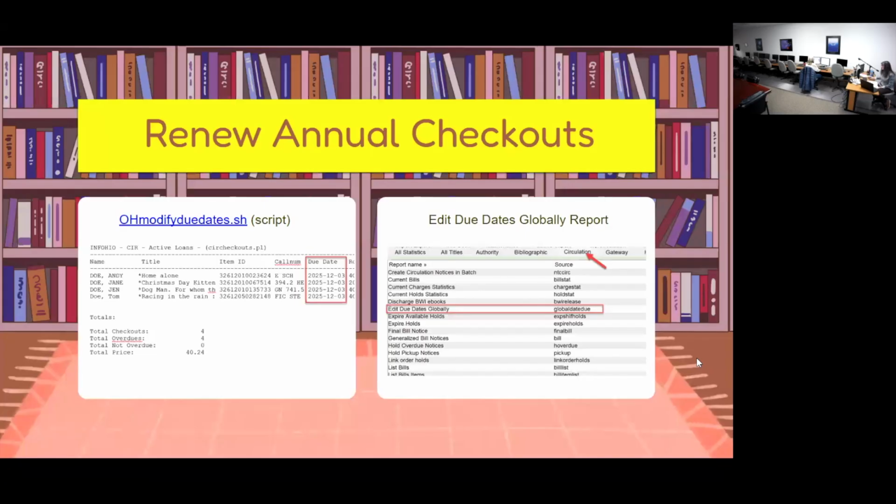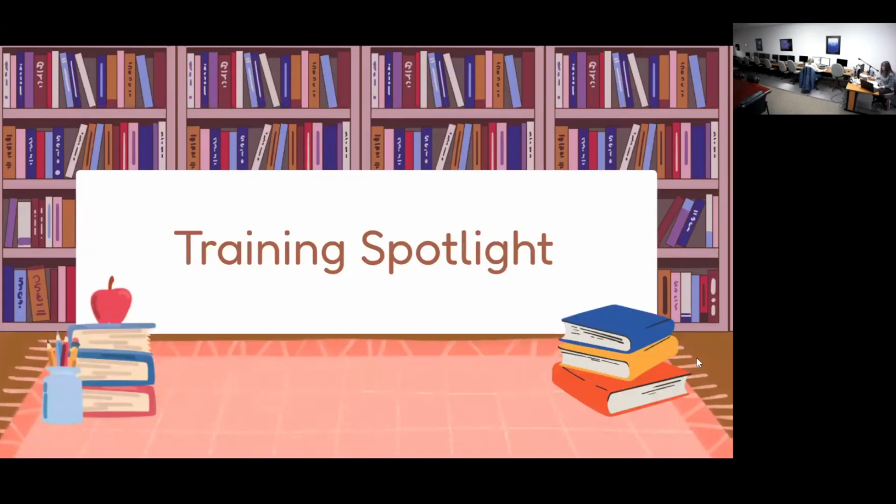So, that looks like the same exact screen. What happened? I had a renew annual checkout slide. Well, that's funny. That's what I'll do there. It's similar to what I need to run for the snow day, where I just update the due dates globally.